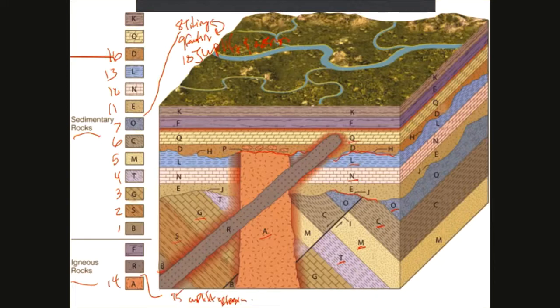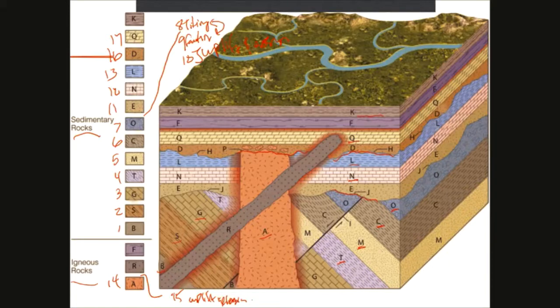Q would be 17. Now R cuts across everything up to and including Q. So R must be younger than Q. But we also see that F is younger than Q because it's on top of Q. But R and F don't interact with each other, so we don't know if F is younger than R or R is younger than F. We do see K on top of F. K is sedimentary rock, so it must be younger than F.